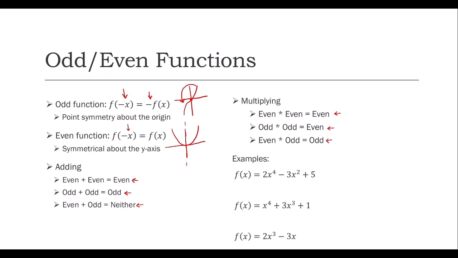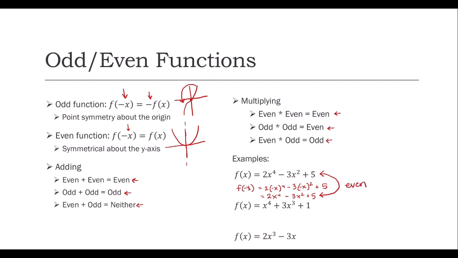So here we have three quick examples. To figure out if they're even or odd, we're going to plug in f of negative x. So this would be 2 times negative x to the fourth minus 3 times negative x squared plus 5. So this gives us 2 times x to the fourth minus 3 times x squared plus 5. So if you look here, these two are the same. So when we input our negative x, it's still the same as f of x. So this function is going to be even.